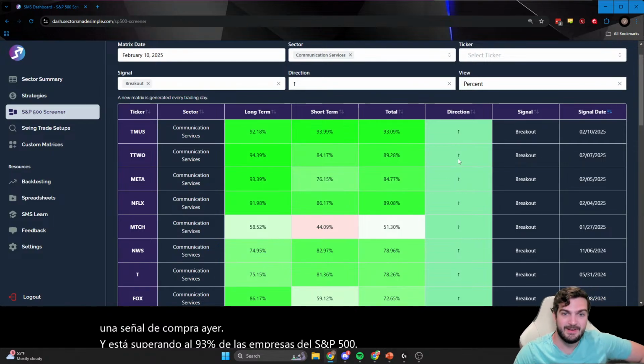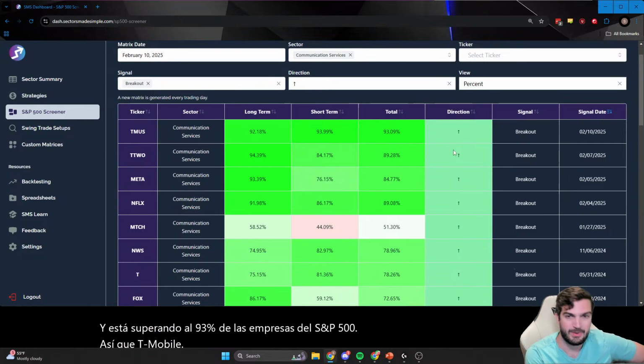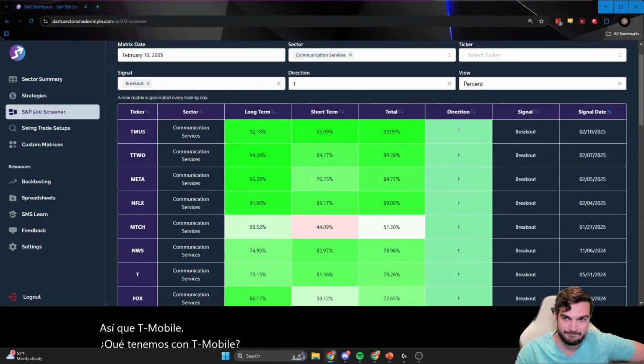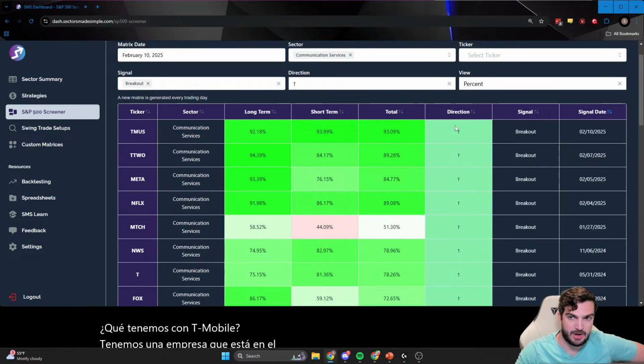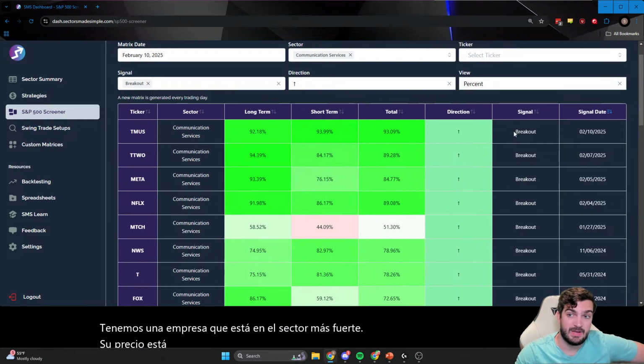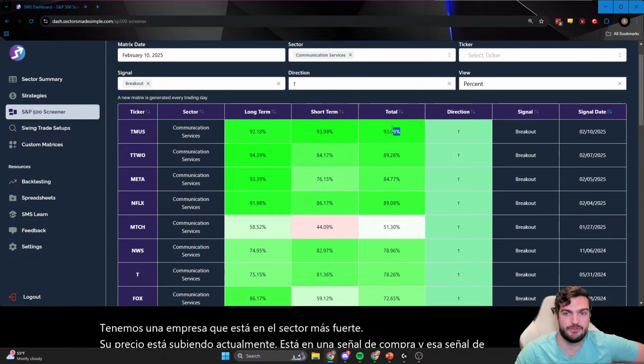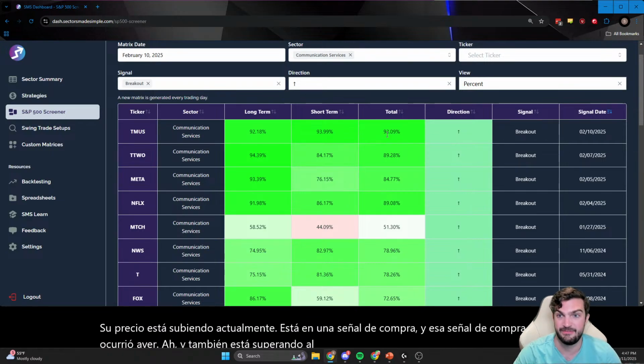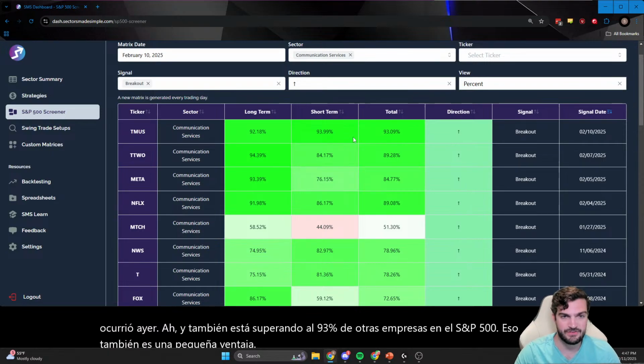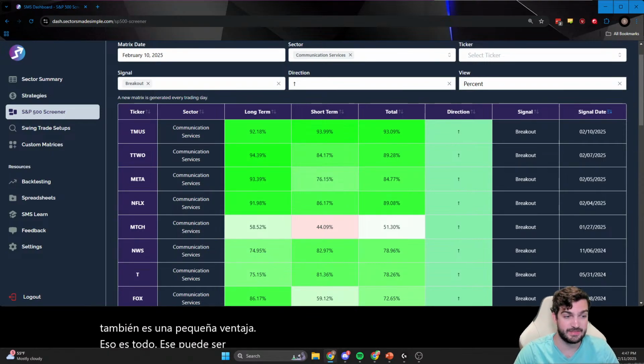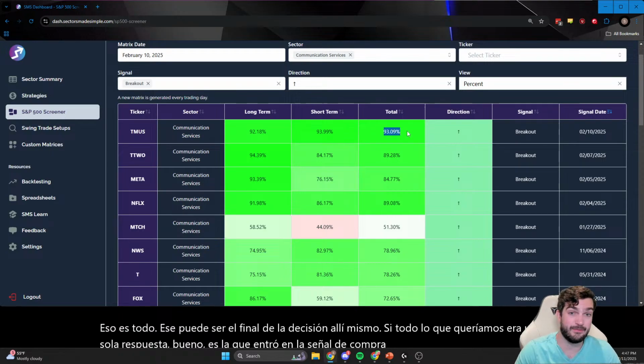So, T-Mobile. What do we have with T-Mobile? Well, we have a company that is in the strongest sector. Its price is currently going up. It is in a buy signal, and that buy signal happened yesterday. Oh, and also it's beating 93% of other companies in the S&P 500. That's a nice little bonus too. That's it. That can be the end of the decision right there. If all we wanted was one single answer, well, it's the one that went on a buy signal most recently, and it's got a lot of strength going for it.